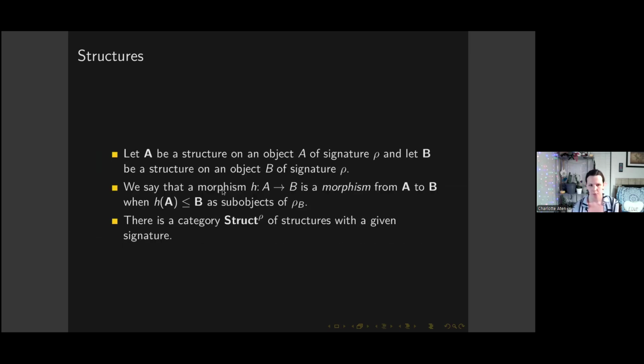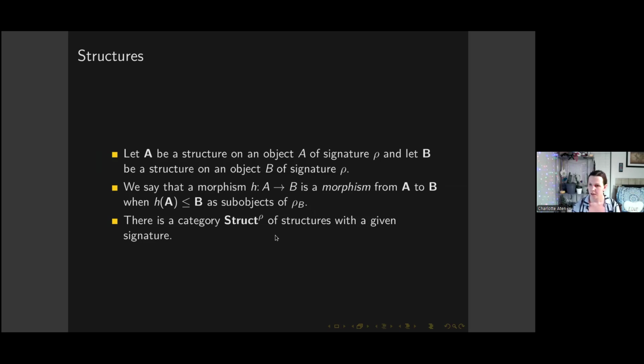So if I bring A forward by using H, and that's a substructure of B, then I say that that's a morphism. And so this is a large generalization of a graph homomorphism, right? If I look at all the edges, I move them forward by H, then I should get edges that are in the codomain. And of course, this is as subobjects of rho B. It's like the biggest total structure on that universe.